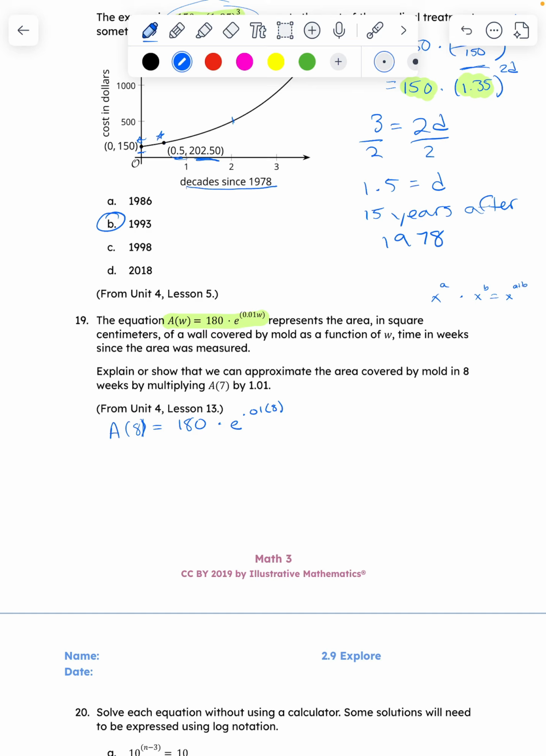And I'm going to leave that separate. I'm not going to write that as 0.08 for now. And here's why. I'm going to rewrite this function instead as 180 times e to the 0.01 times 7 plus 1. Because 8 and 7 plus 1 are the same. And that's my little tricky trick, right? Where I know something about 8, but I want something about 7. So I'm going to write 8 with a 7 in it, right?